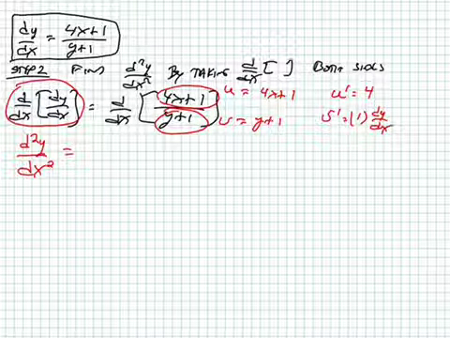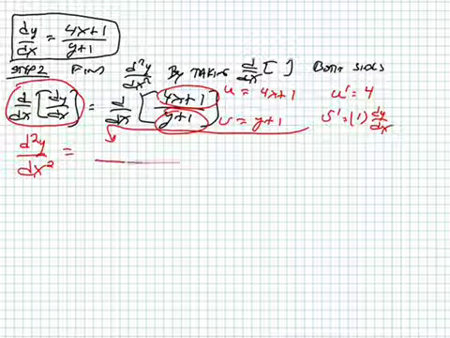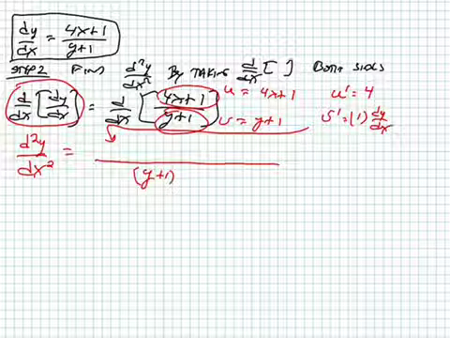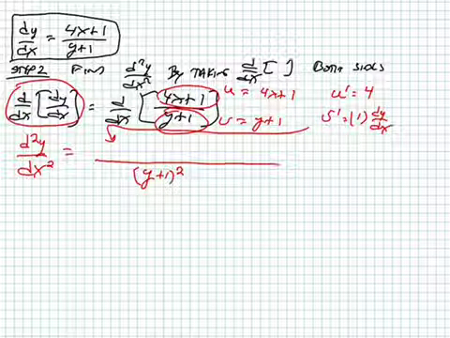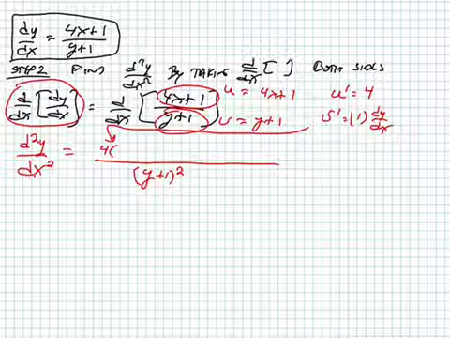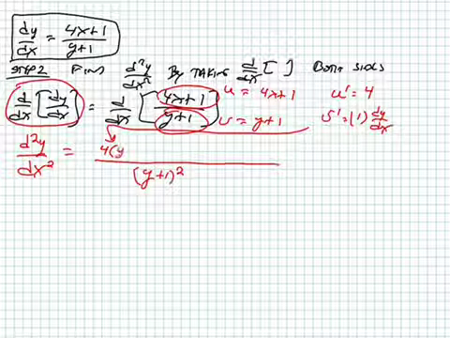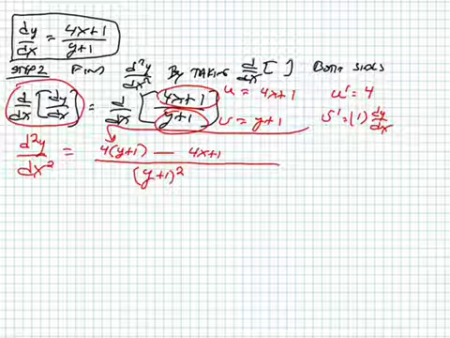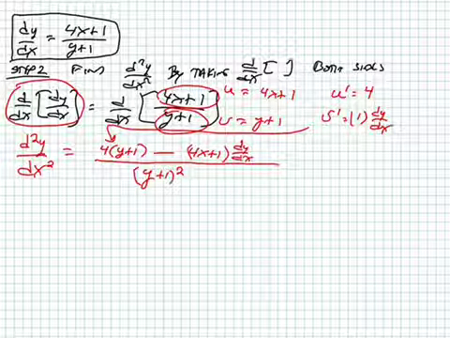Okay, so I'm going to put the quotient rule over here. My quotient rule is everything over v squared, so that's y plus 1 quantity squared. And then in the numerator, I have u prime, which is 4, times v, which is y plus 1, minus u, which is 4x plus 1, times v prime, which is dy dx. Okay, now we're not done, and this is what's confusing.